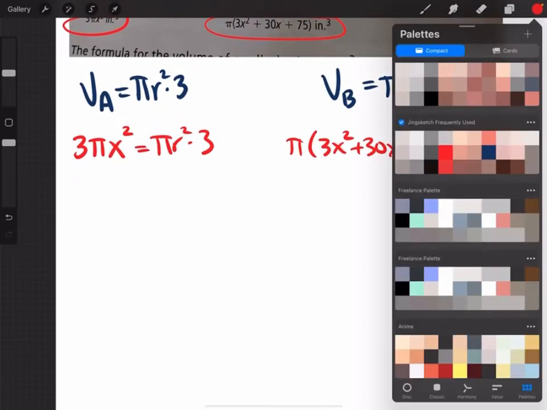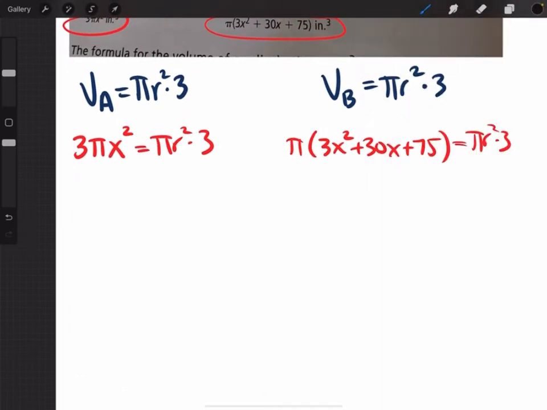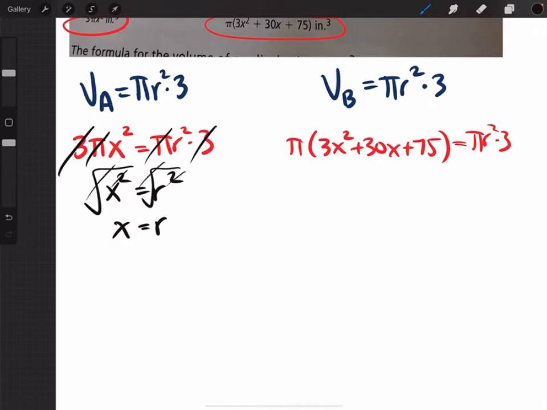All right, so here's the fun part. You can cancel things out. If they're the same on both sides, it's the same thing as dividing it to the other side. So 3 divided by 3 is 1, so 1 is an invisible number. Pi divided by pi is also gone, so you're left with x squared equals radius squared. Then you take the square root, so r equals x. If you don't feel comfortable, you can put that in, you can cancel that out. Cancel that out. X equals r. So no number, but it's just radius of A is x inches.